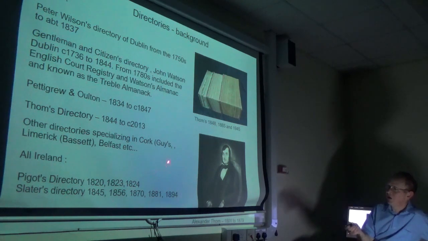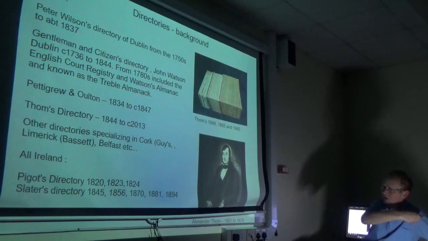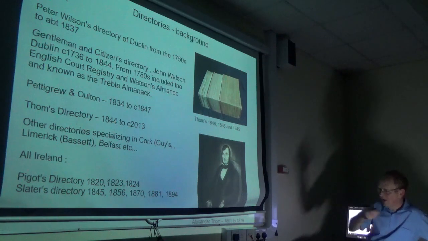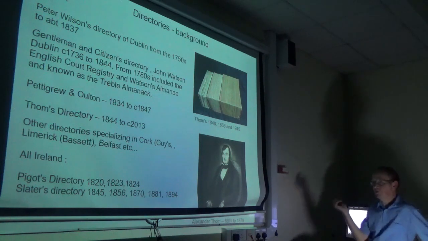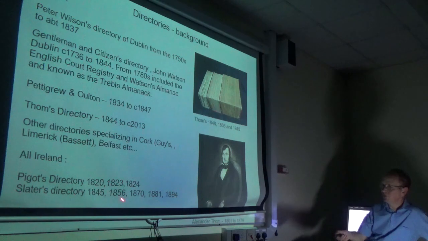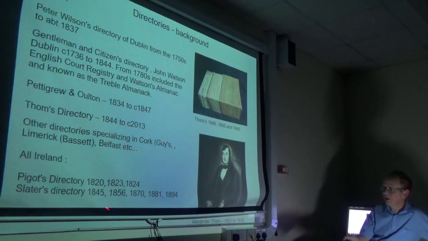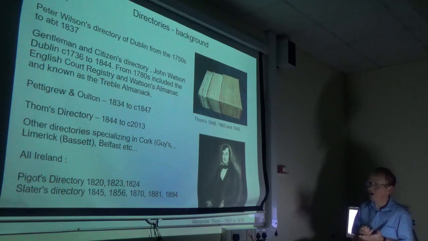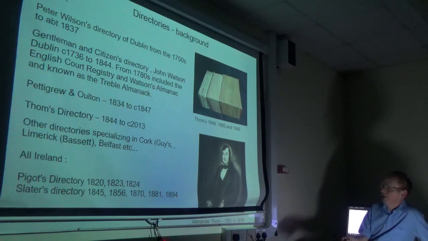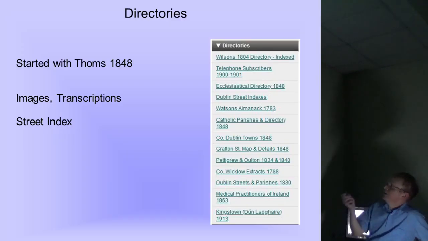There are other directories specialising in particular areas, so there's Guy's in Cork, and there's Bassett's in Limerick, etc. And then there are the All Ireland ones. There are links. You can view images of both of those, of Pigot's 1824 edition, I think, on Brian Hay's website, and Slater's 1845. And there'll be a listing for towns. You won't find farmers, and you won't find people outside towns. It'll be trades. So there are no labourers or anything like that in. That's just a summary of the directories that I have.